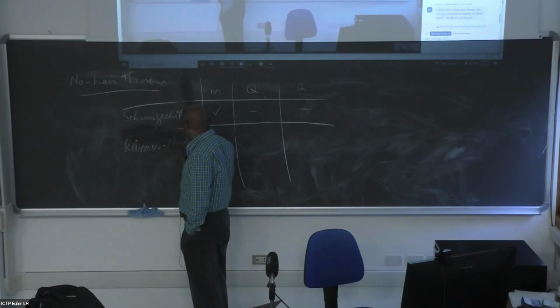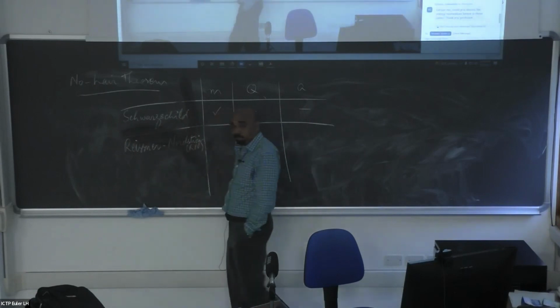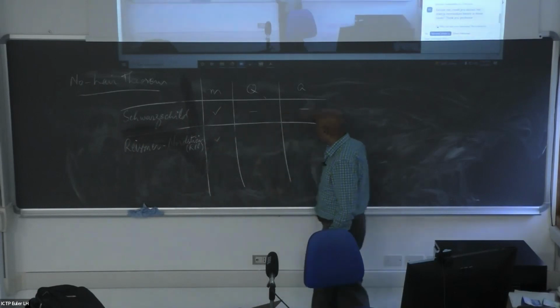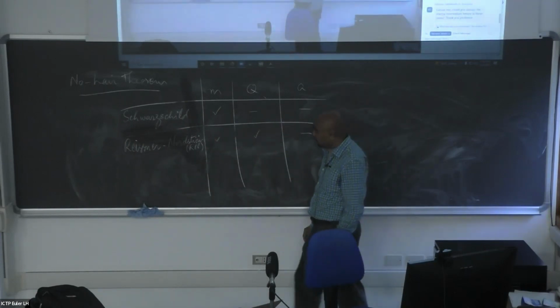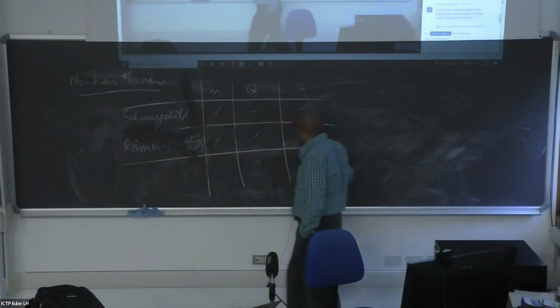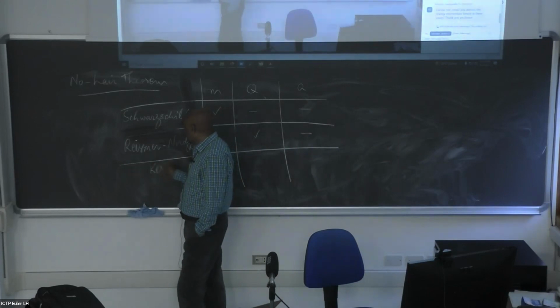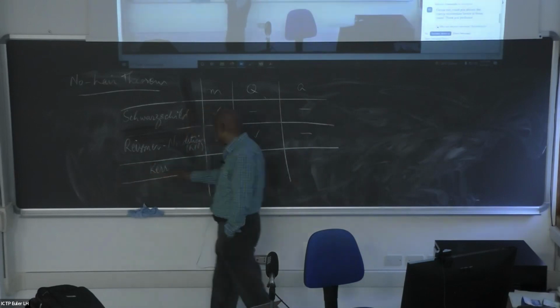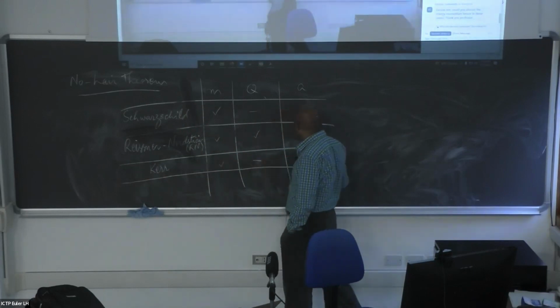Or strong, which we usually abbreviate as Rn. So it has mass and charge, but no rotation. Then we go to Kerr. It has mass, no charge, but rotation.